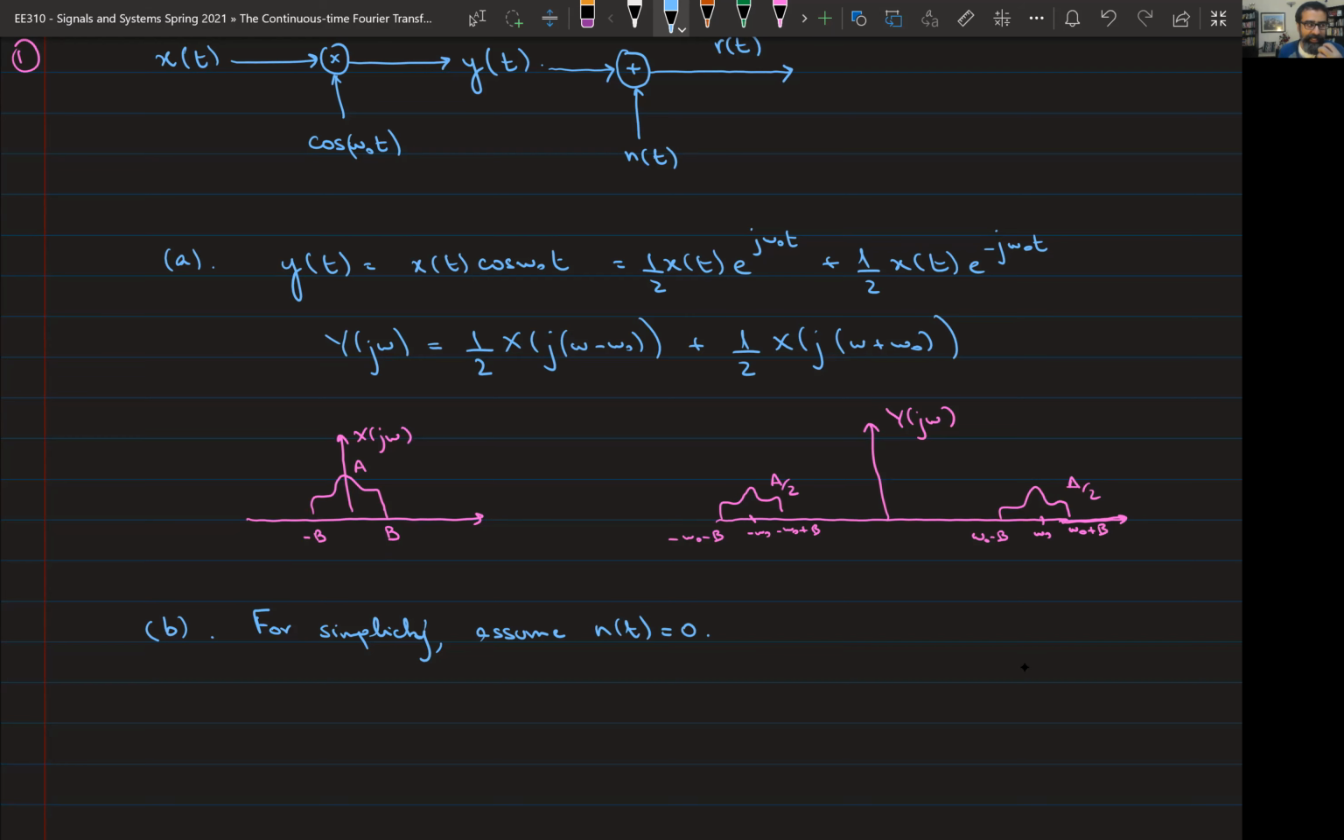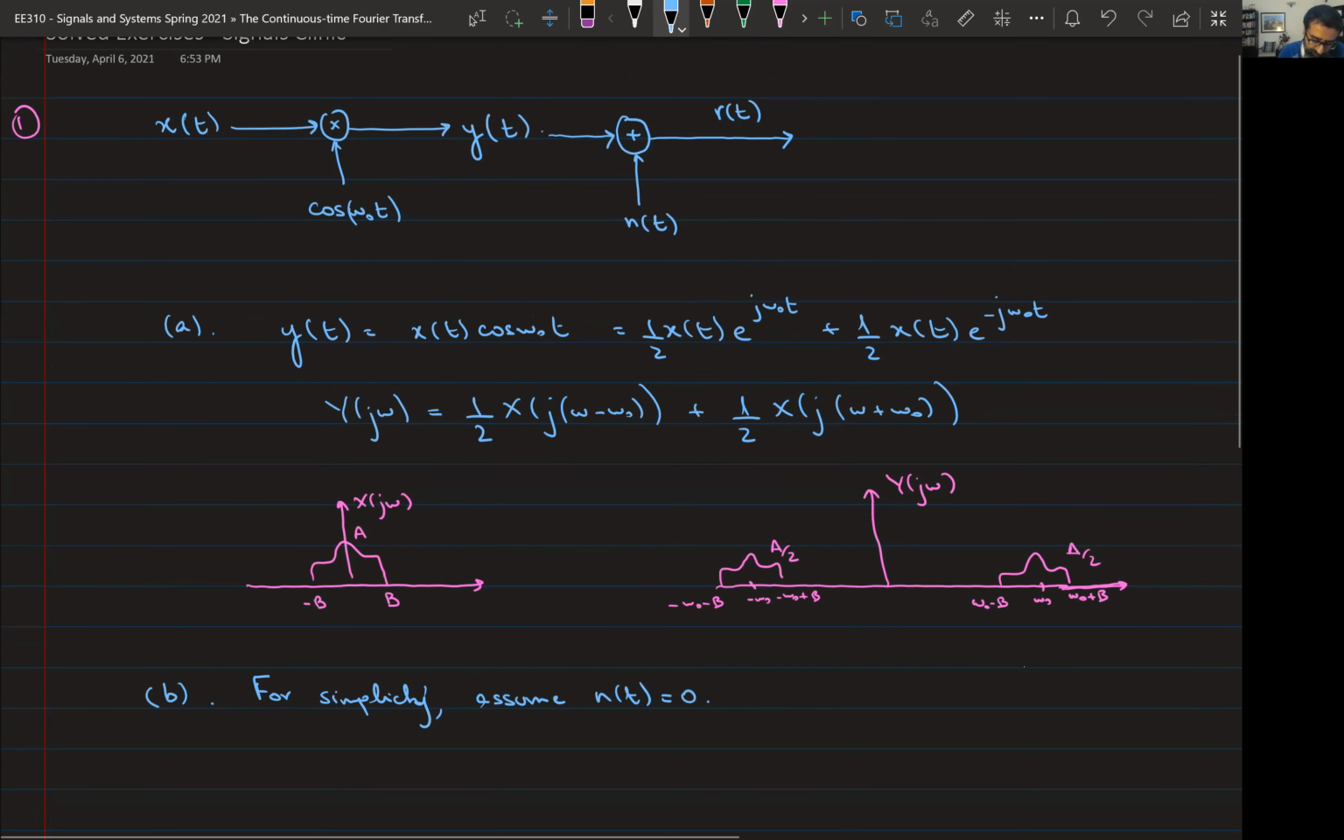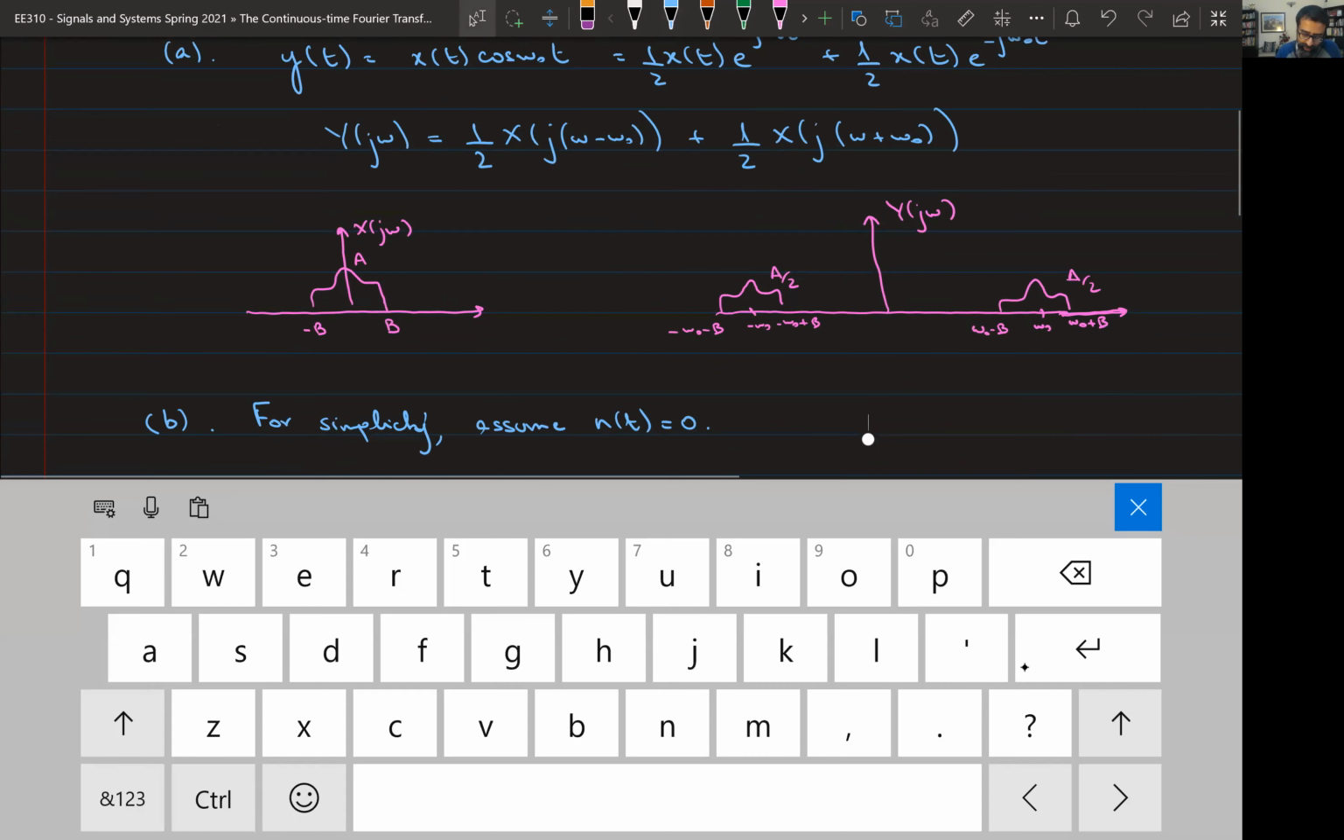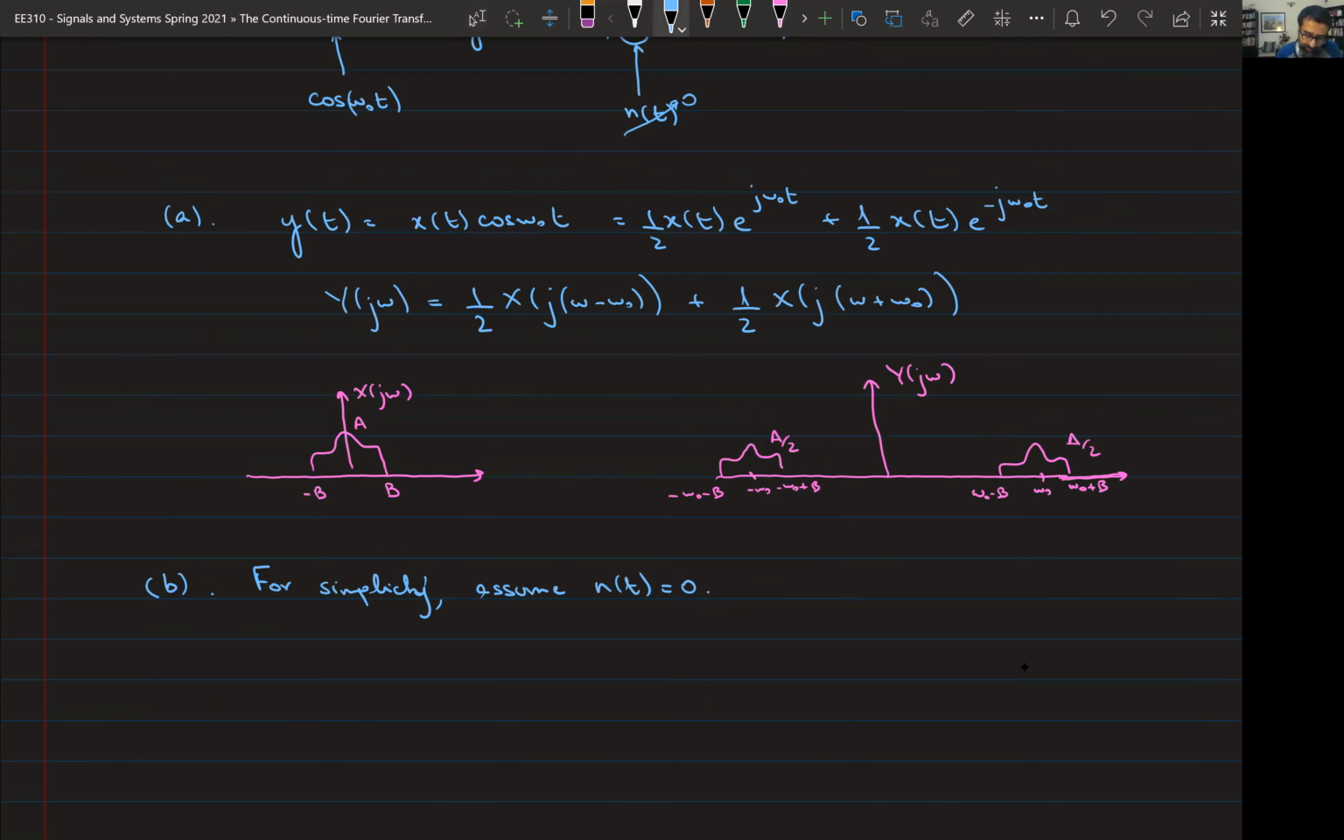And the answer actually lies in the frequency domain, right? So if n of t is 0, then this r of t is actually equal to y of t. So what you receive is the signal y of t. The Fourier transform for which looks like this signal here, which is this shape here. Just the actual Fourier transform of x has been preserved, except that one of the copies lies at plus omega naught and the other copy lies at minus omega naught. Okay, so that's what's actually going on.